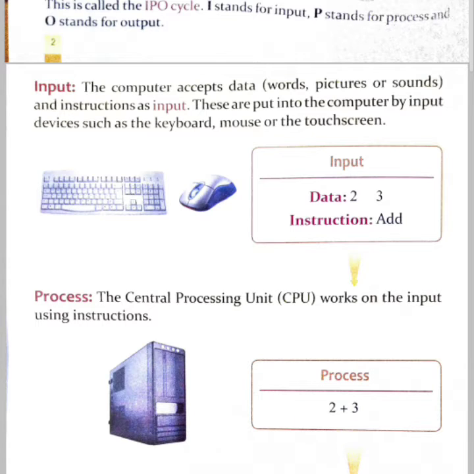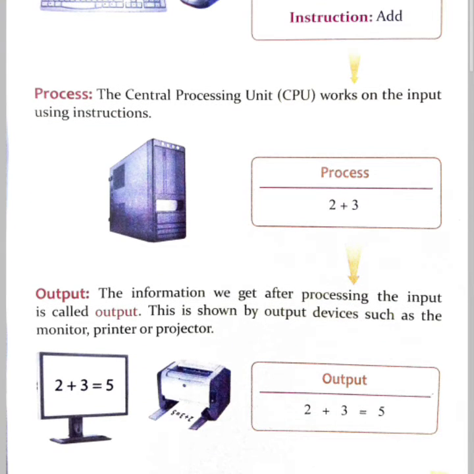Central processing unit, CPU, works on the input using instructions. What is the process? It has to add the numbers 2 plus 3. What input has given the instruction, the process has to follow it. After adding, what is the output? The information we get after processing the input is called the output. This is shown by output devices such as the monitor, printer or projector.